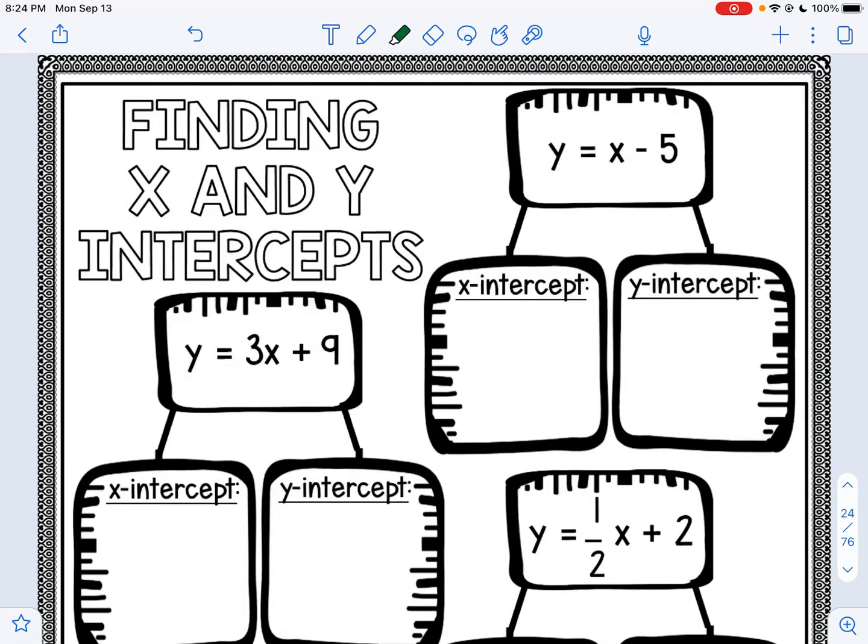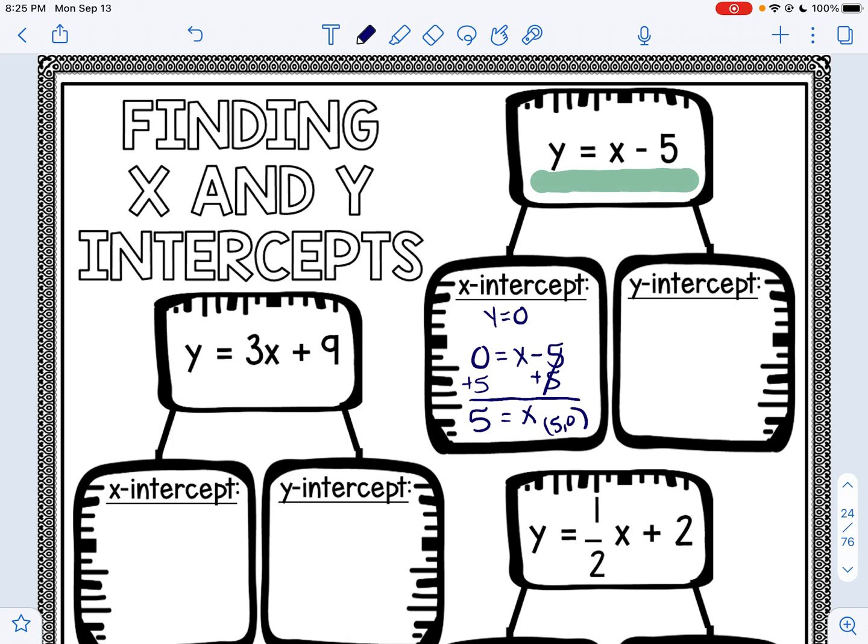Now taking a look at the next page, we have several examples where we're going to find these intercepts algebraically. If we look at this first example at the top, y = x - 5. To find the x-intercept, remember y = 0. So we're going to substitute in 0 for y in that equation. Add 5 to both sides, and x = 5. So our x-intercept is 5, or the point (5, 0).